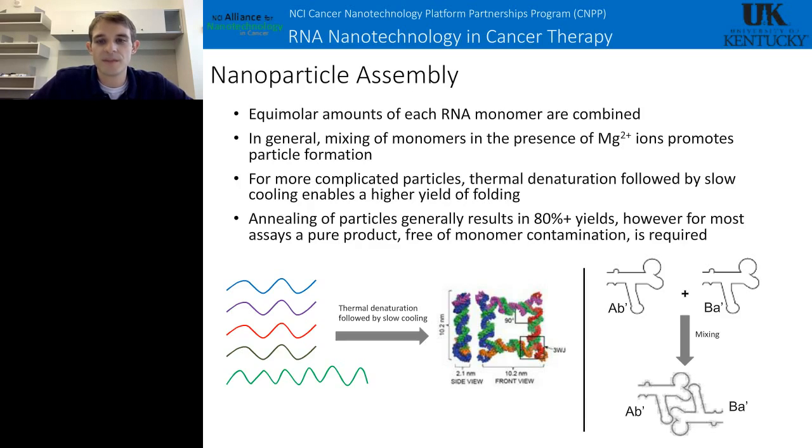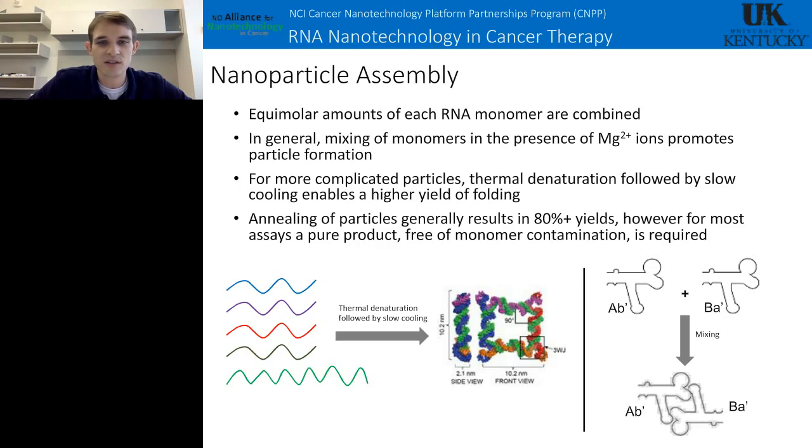Another way to do it, and this pertains to the pRNA nanoparticles on the bottom right of the slide, is just mixing your different pRNAs in the presence of magnesium ions, and these magnesium ions promote the interaction between the left and right hand loop of the particles.